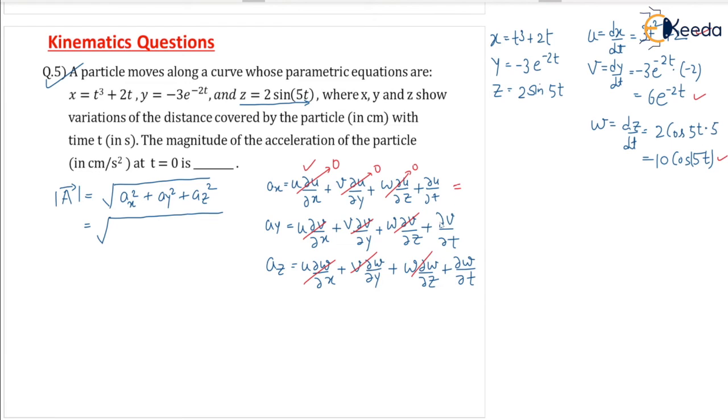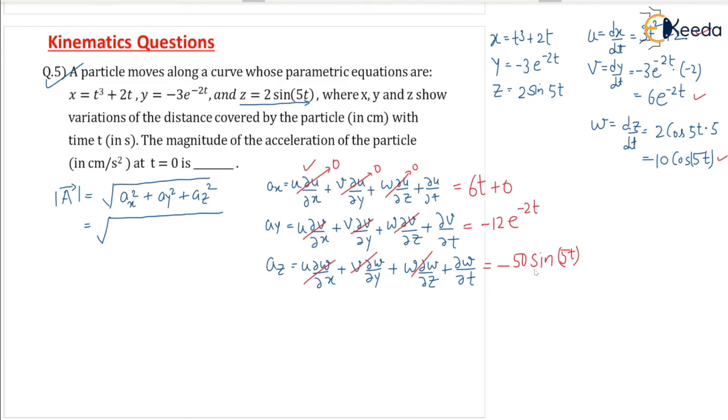What is dou u by dou t now? Differentiation of u with respect to t, 6t plus 0. And dou v by dou t is minus 12 e to the power minus 2t, correct? And dou w by dou t is minus 50 sine 5t, since the differentiation of cos theta is minus sine theta.